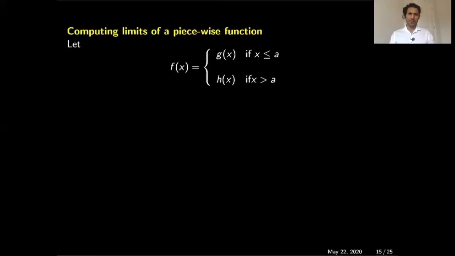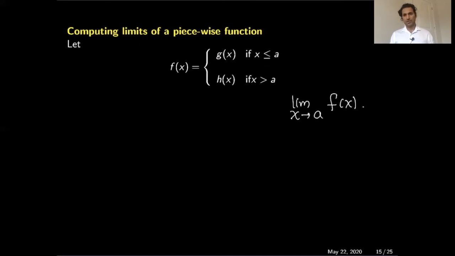Our next topic is how to calculate the limit of a piecewise function. So here I have a piecewise function f of x, which has two pieces, g of x and h of x. g of x is on the left of a and h of x is on the right side of a. Let's suppose we want to calculate the limit as x approaches a of this piecewise function f of x.